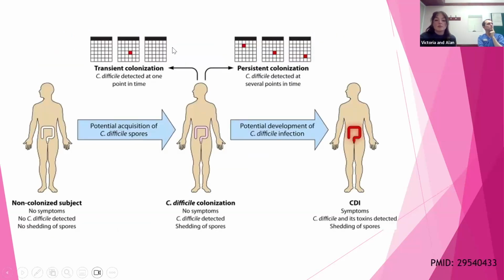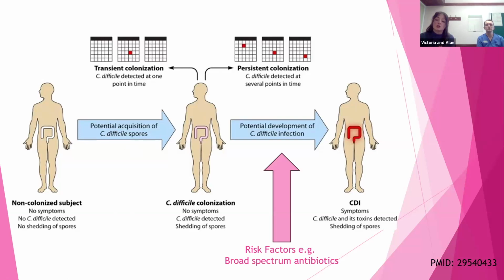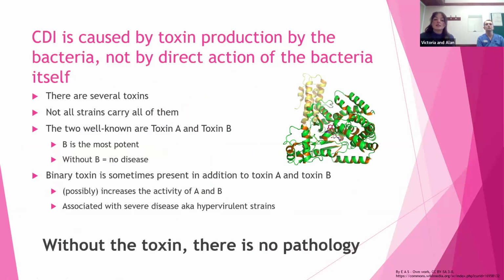And this is really just a diagram demonstrating what happens with colonization. So first of all, you have a healthy host who has no C. diff in their gut, and at some point they'll acquire C. diff spores from the environment. It happens really, really commonly. This colonization might be transient, so just a one-off positive. You might then end up with a persistent colonization in some people. For various reasons, you may become persistently colonized. However, this person will still be asymptomatic unless a risk factor is introduced, for example, broad-spectrum antibiotics, which will potentially develop C. difficile infection.